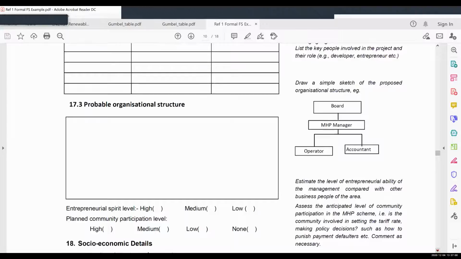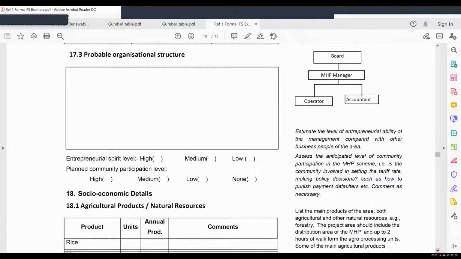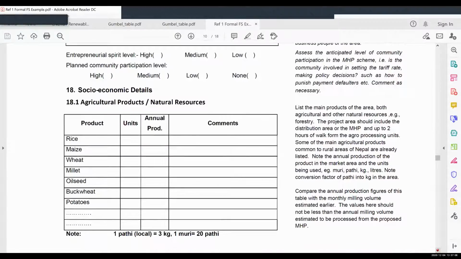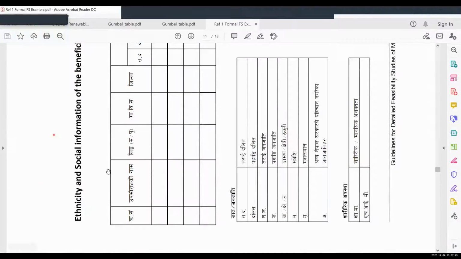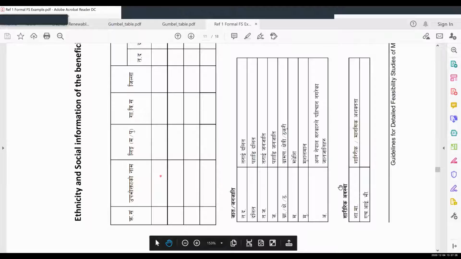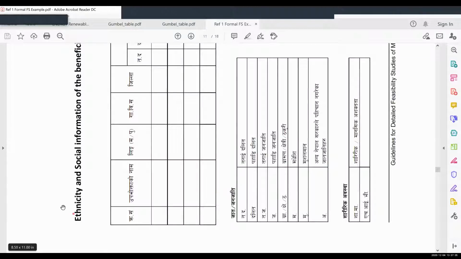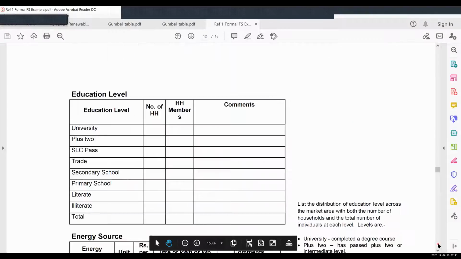Because a feasibility study doesn't mean just technical design, it also means the institutional, the policy, and the socioeconomic data. You also need to collect the socioeconomic data. What are the key agriculture products there? This is important, the people's willingness to pay. And this is the social and ethnic, this is in Nepali, sorry. I'll try to revise this and send it to you in English. But basically, the ethnicity and social information of the communities should also be there.